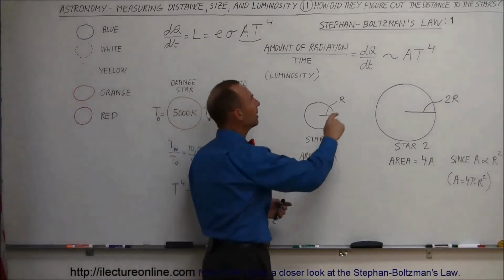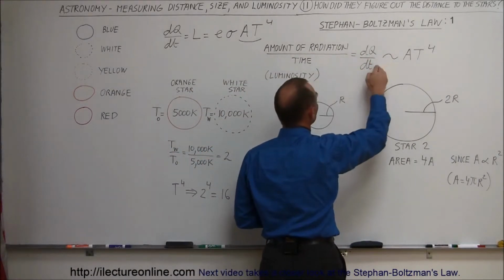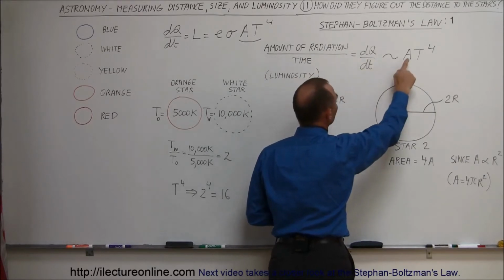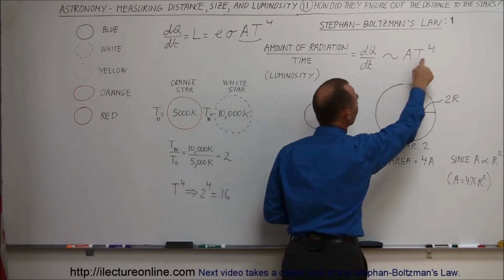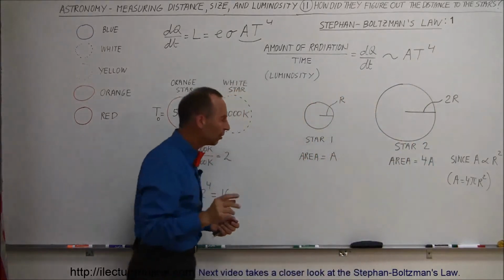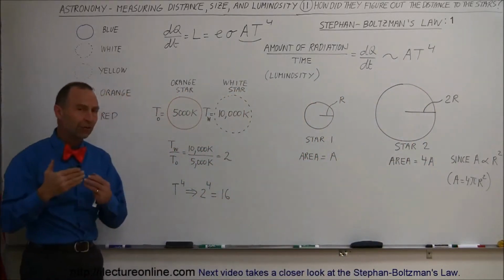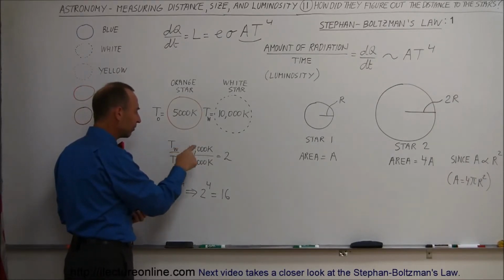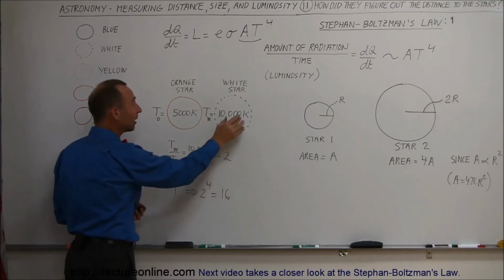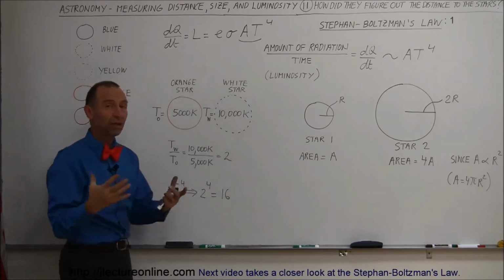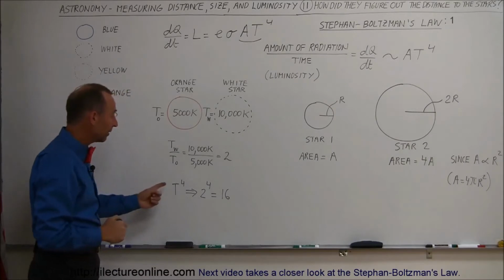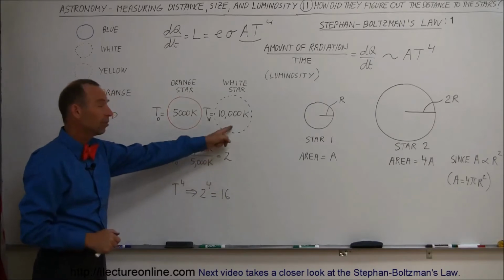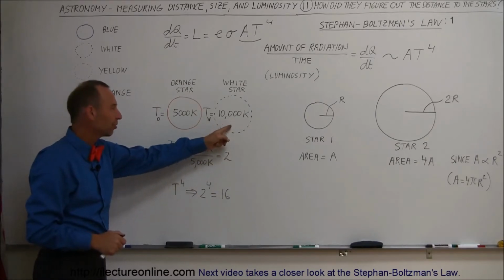Well, notice here that the proportionality says that the luminosity of the star is proportional to the area and the temperature to the fourth power. Wow, what does that mean? Well, let's find the ratio of the temperatures. If we divide 10,000 Kelvin by 5,000 Kelvin, it shows us that this star is twice as hot as this star. Well, that's straightforward enough. And so if we then take this ratio and raise it to the fourth power, this tells us that this star will put out 16 times as much light as this one.